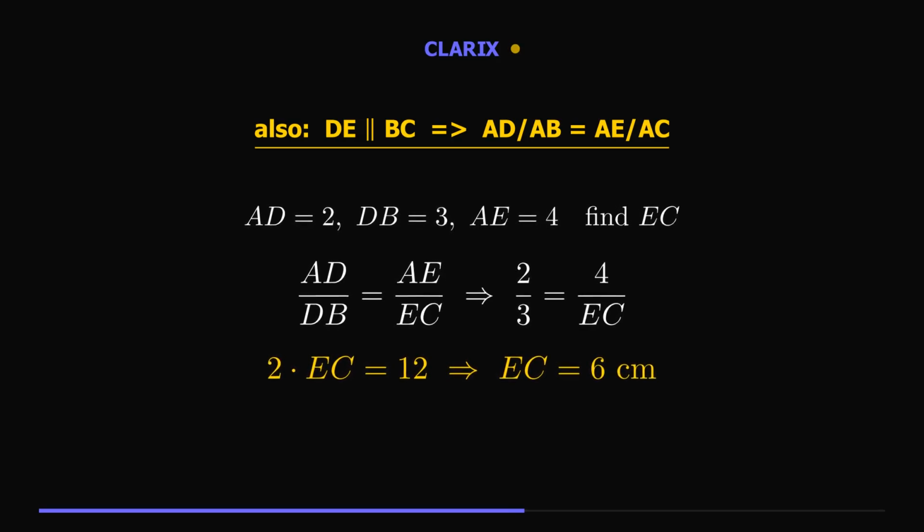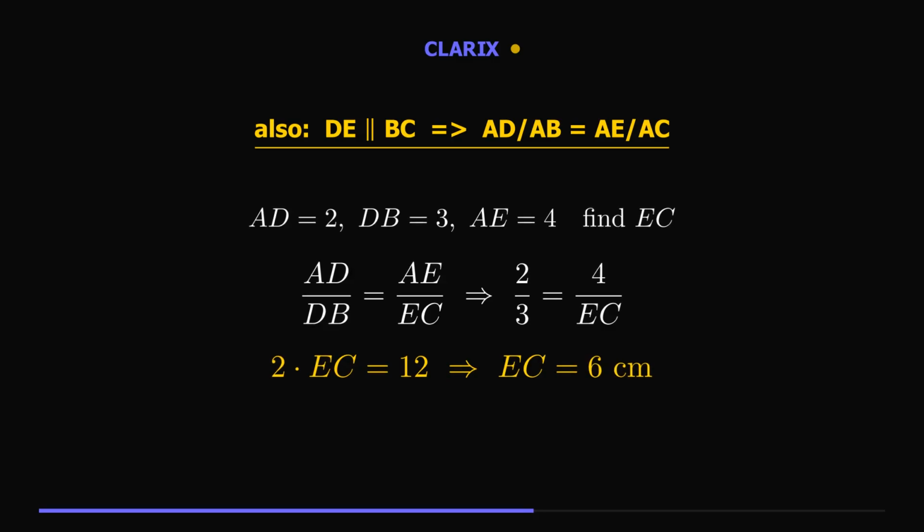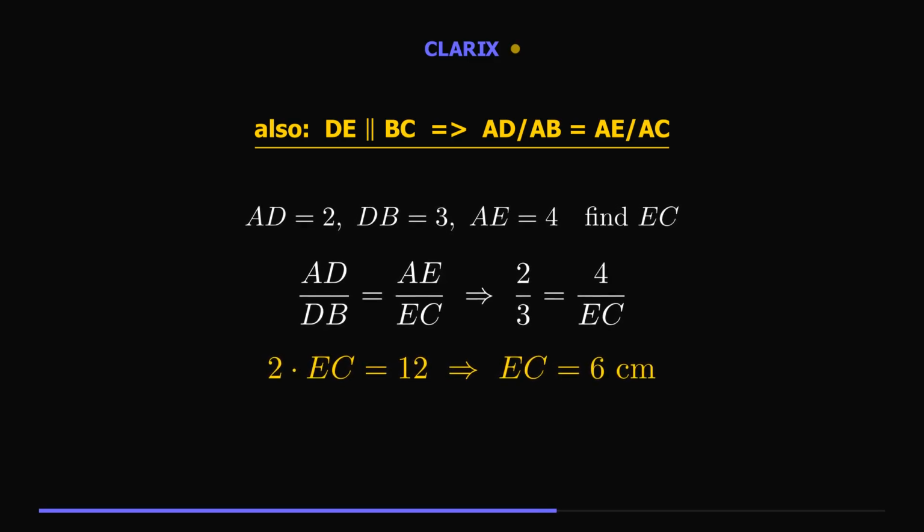Let's try it. DE parallel to BC with AD 2 centimeters, DB 3, and AE 4. Find EC. By the theorem, AD over DB equals AE over EC, so 2 over 3 equals 4 over EC. Cross multiply, 2 times EC is 12, so EC is 6 centimeters. No ruler, just the ratio.